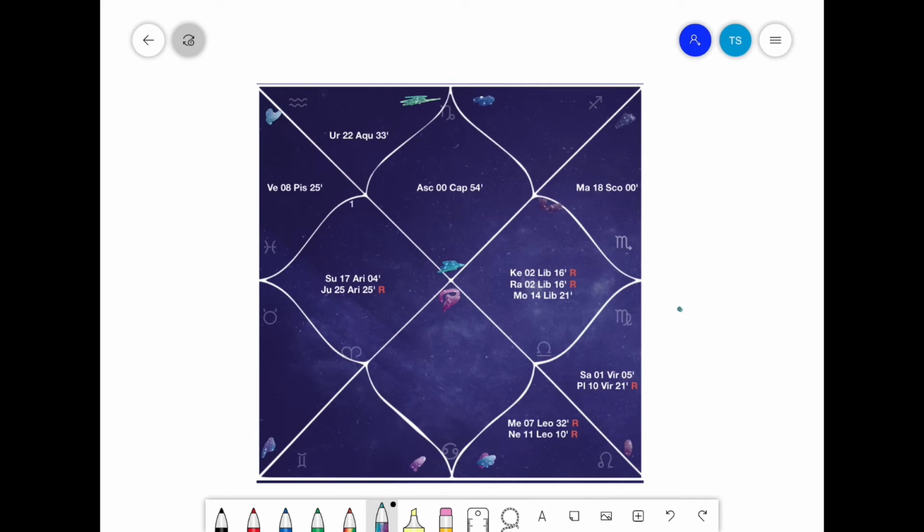So basically, the ascendant is always going to be the first house because we're using whole signs. Whole signs, we'll explain in another video, okay? So this is the first house. This is the second house, third house, fourth house, fifth house, sixth house, seventh house, eighth house, ninth house, 10th house, 11th house, and 12th house.